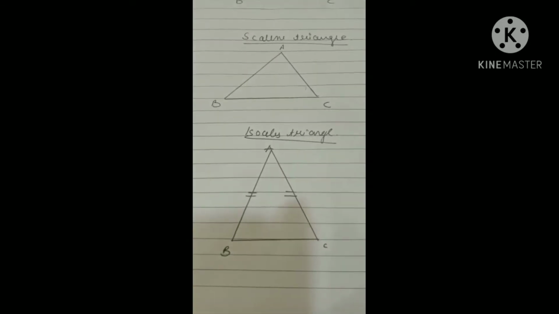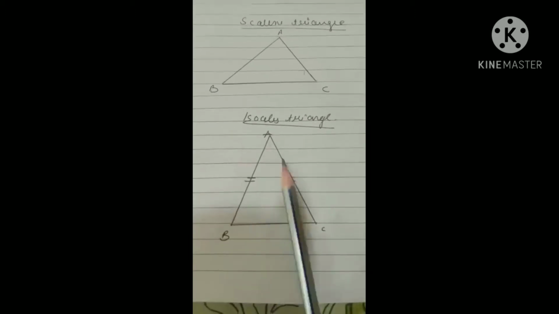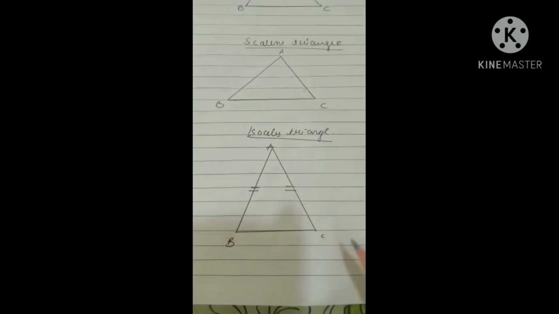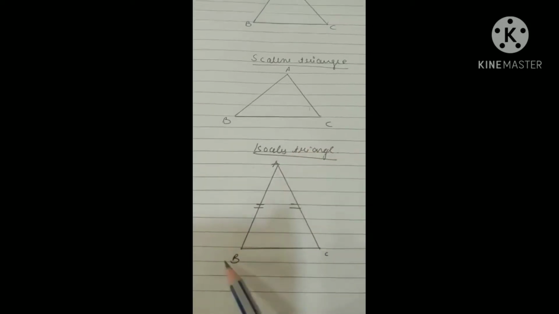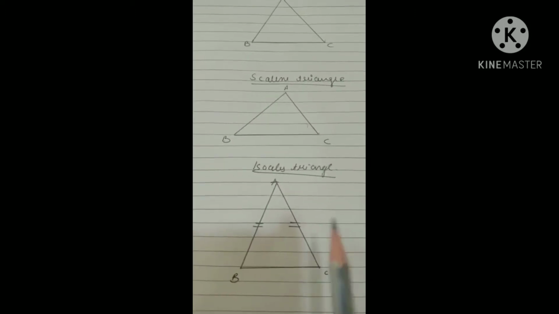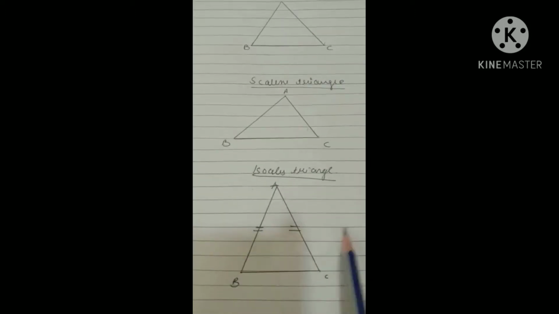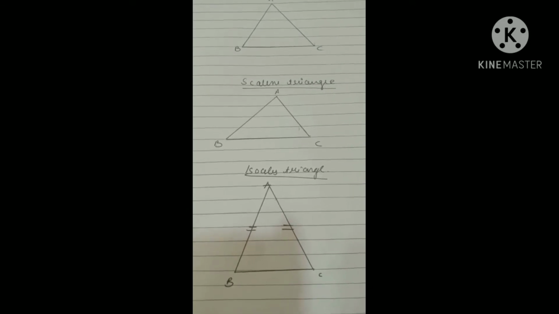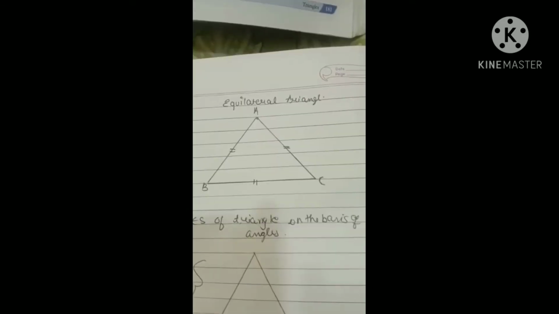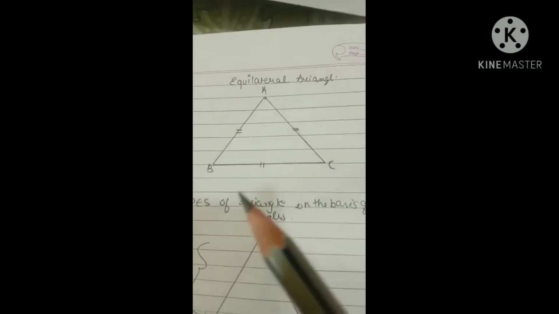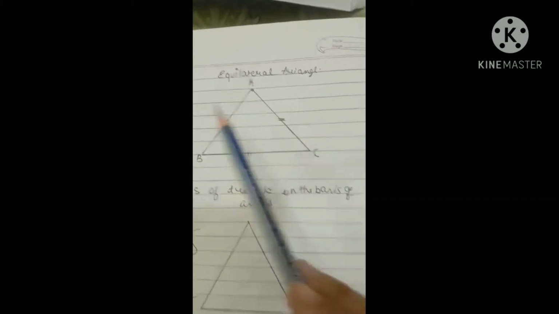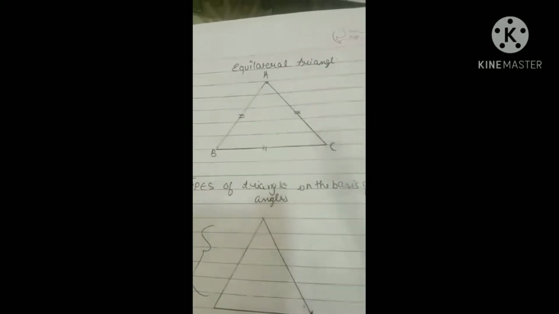Isosceles triangle. Here you can see a triangle in which two sides are equal. In the figure you can see that AB is equal to AC, but BC is not equal to BA nor to CA. So AB is equal to AC means two sides are equal. That is why this triangle is known as an isosceles triangle. Equilateral triangle. Here you can see an equilateral triangle in which all the sides are equal. Means AB is equal to BC, BC is equal to CA and CA is equal to BA.